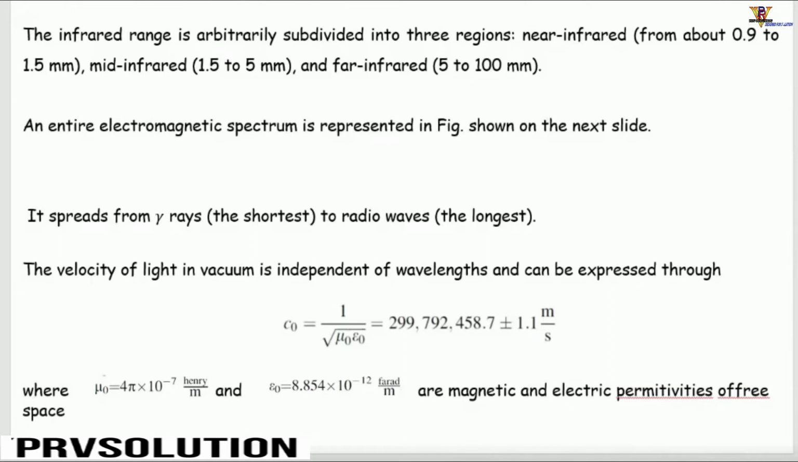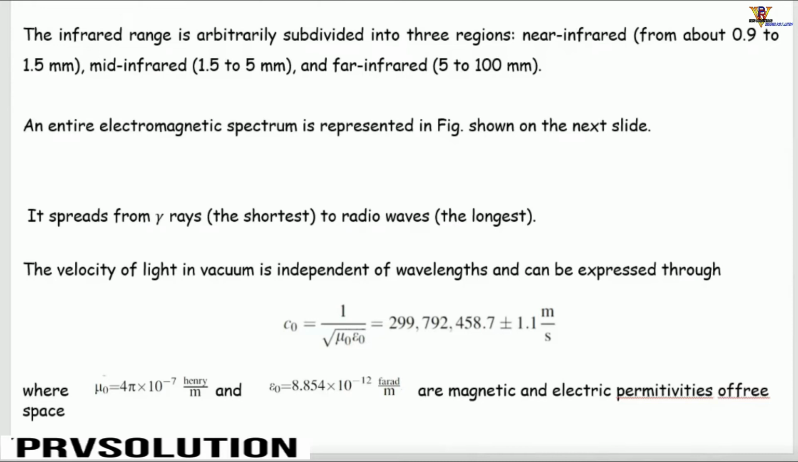So the infrared range is arbitrarily subdivided into three regions. Near infrared from 0.9 to 1.5 millimeters. That is the wavelength of the particular wave, a light wave. The mid infrared ranges from 1.5 millimeter to 5 millimeter. Far infrared ranges from 5 to 100 millimeter. The entire electromagnetic spectrum is represented in a figure in the next slide, and it spreads from gamma rays, the shortest, to radio wave, the longest.